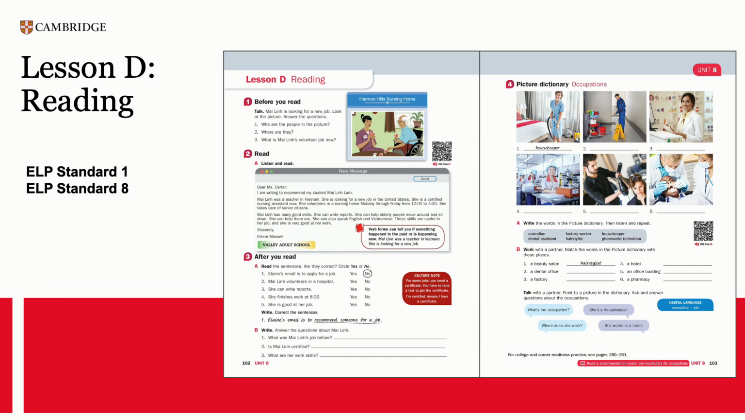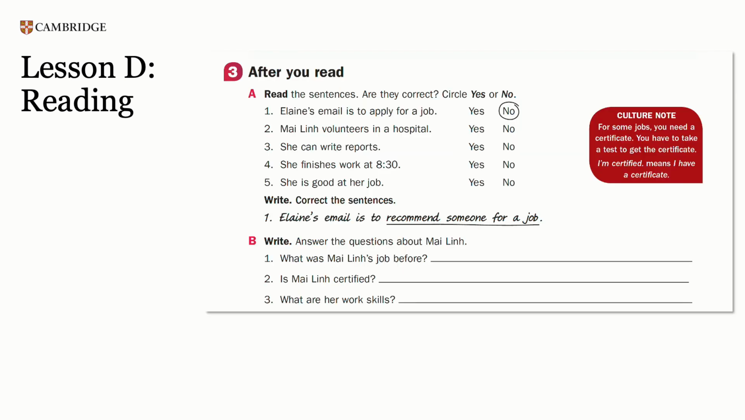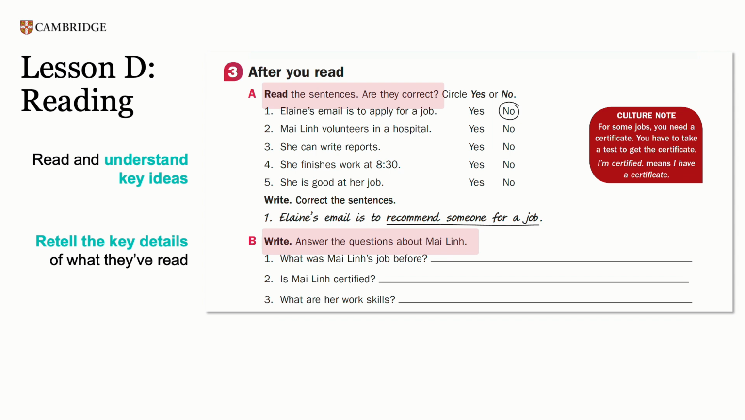Now let's take a look at Lesson D, the reading lesson. There are 2 ELP reading standards covered in this lesson. Notice how Exercise 3 covers ELP Standard 1 again, this time for reading. In Exercise 3A, students have to read and understand key ideas. In Exercise 3B, students have to retell the key details of what they've read.